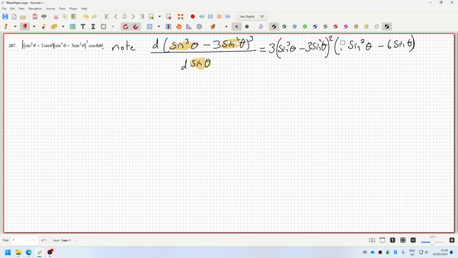In fact, if I just take the 3 out, put the 3 here, and then put it at the front, I'll get a 9. So you can see that this sine cubed minus 3 sine squared, sine cubed minus 3, oh, okay, yeah, so that's that d theta.